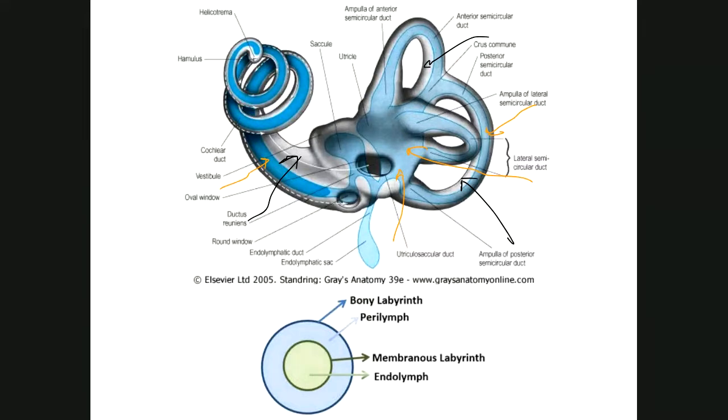So remember, if we do a cross section, it looks like this. So here is perilymph. That's perilymph. And then here is endolymph. All of that is endolymph. Again, perilymph is very similar to cerebrospinal fluid. Endolymph is very similar to intracellular fluid. Any questions?